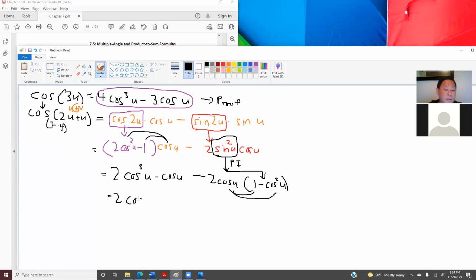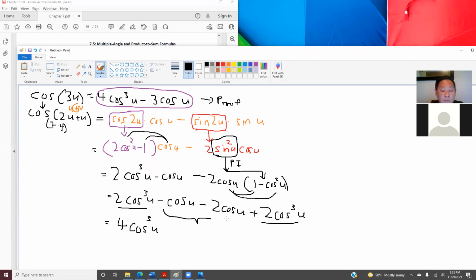So it's 2 cosine 3u minus cosine u minus 2 cosine u plus 2 cosine 3u. So this will become a plus. Then you just need to combine like terms. So these two terms are alike. So you will get 4 cosine 3u. And these two terms are alike. You get negative 3 cosine u. So this is how you prove this to become that.